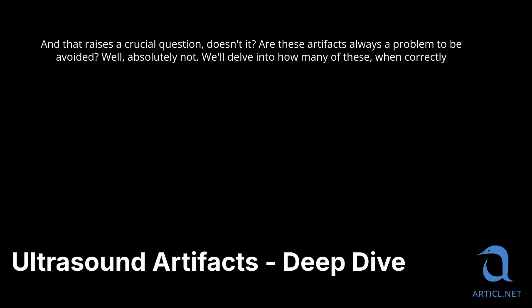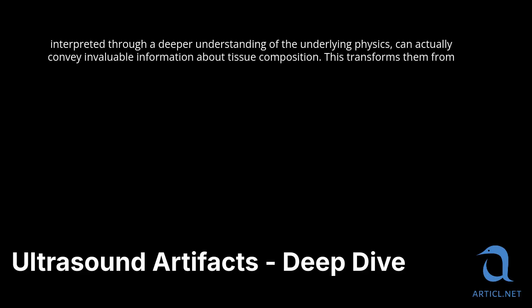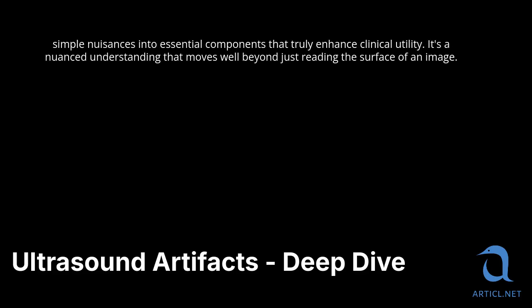And that raises a crucial question, doesn't it? Are these artifacts always a problem to be avoided? Well, absolutely not. We'll delve into how many of these, when correctly interpreted through a deeper understanding of the underlying physics, can actually convey invaluable information about tissue composition. This transforms them from simple nuisances into essential components that truly enhance clinical utility. It's a nuanced understanding that moves well beyond just reading the surface of an image.